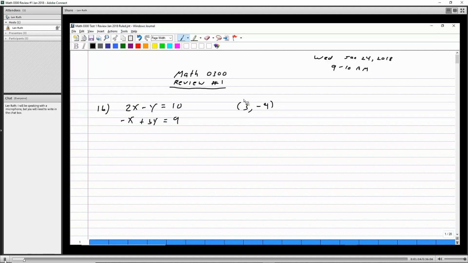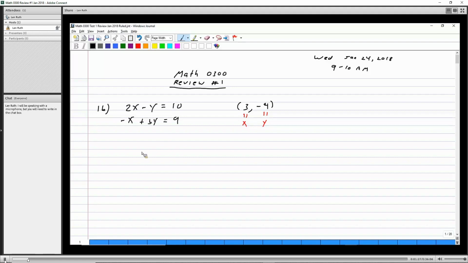The way you can tell if this is a solution is you take the value of x and y that you're given. So here the x value that we're given is 3, and the y value is minus 4. And we stick that into the system and see what happens. If both equations are true, then it is a solution. If one or both is false, it's not.